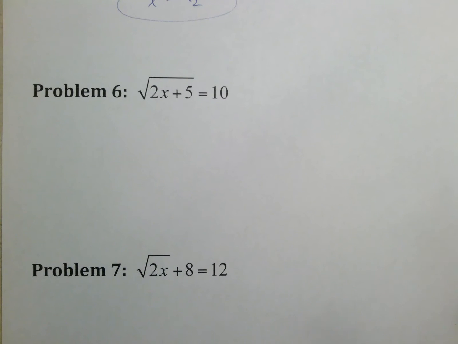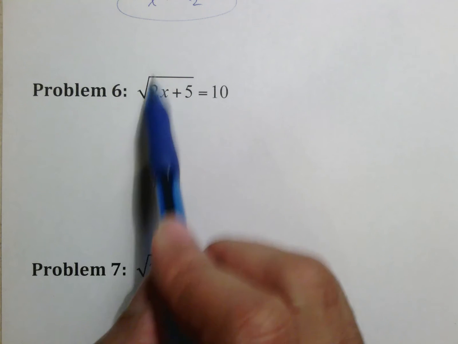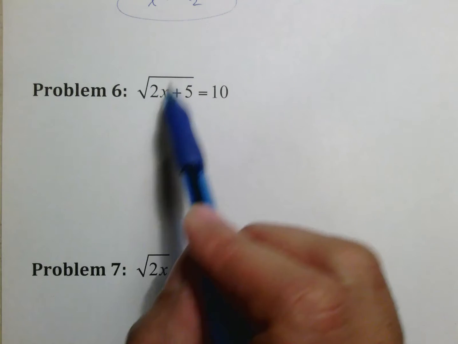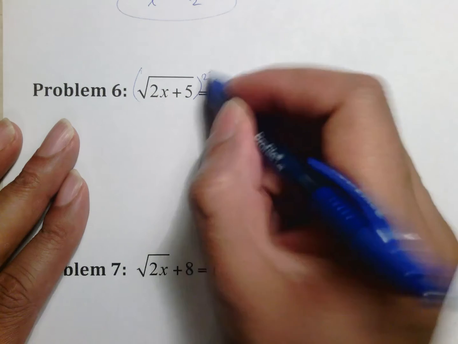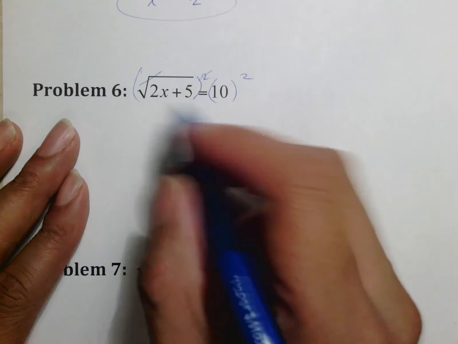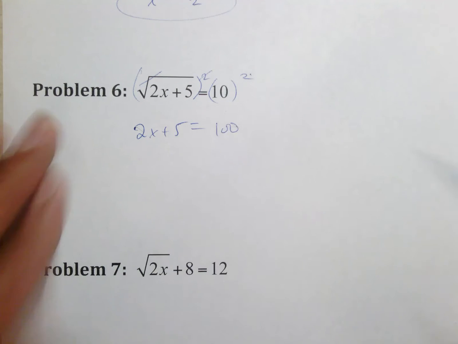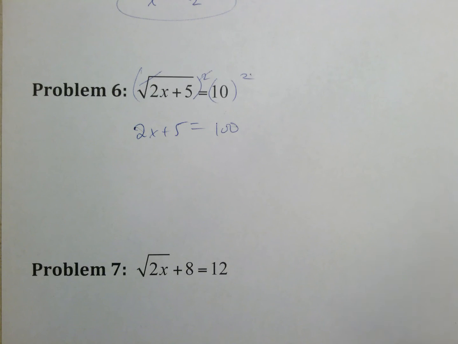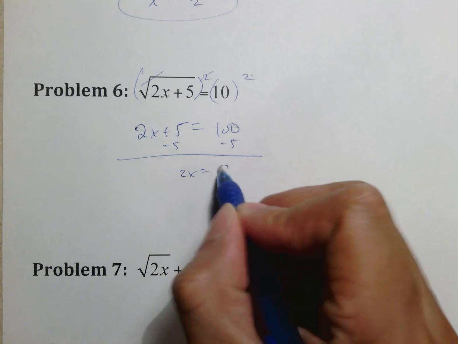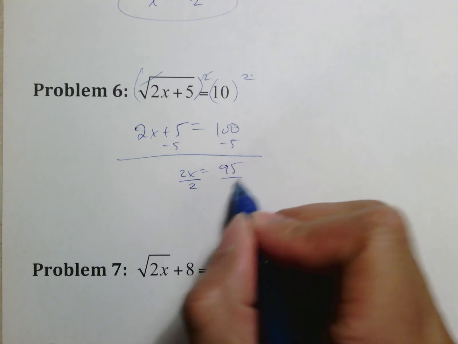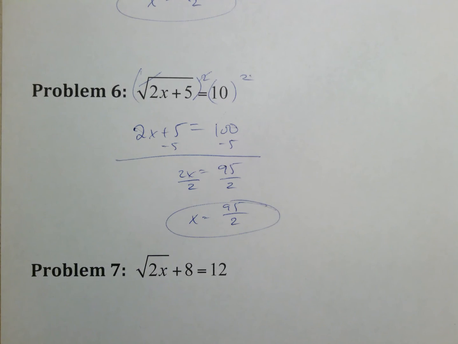So again, problem 6, I think we should notice that we can't get to the 2, we can't get to the 5 because there is a radical over it. And the way we get rid of this radical is by putting parentheses around both sides and squaring both sides. Again, the square and the radical actually go away, bringing down 2x plus 5. This turns into 100. Now you do your basic algebra. We get rid of the 5 by subtracting it. Bring down 2x equals 95. Get rid of the 2 by dividing. We get x equals 95 over 2. And that is all.